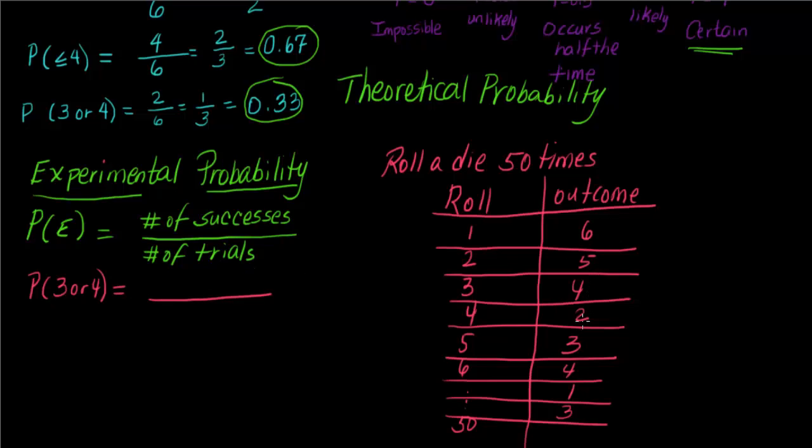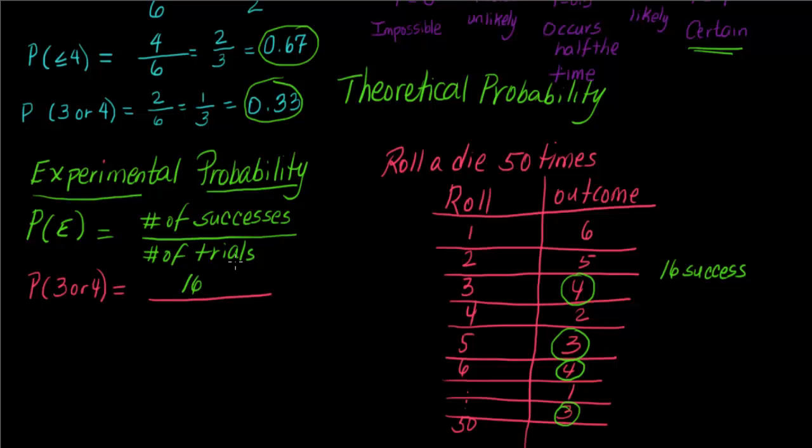I would come here to my table and I would count all the times I got a 3 or a 4. So here's one success. Here's another success, and here's another one. Here's another one. So far, I have 4. And let's say when I'm done with my list doing 50 rolls, I had a total of 16 successes, okay? That means favorable outcomes. I would write 16 here.